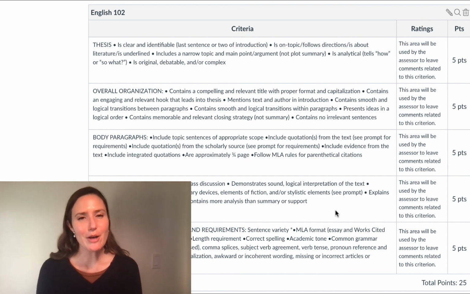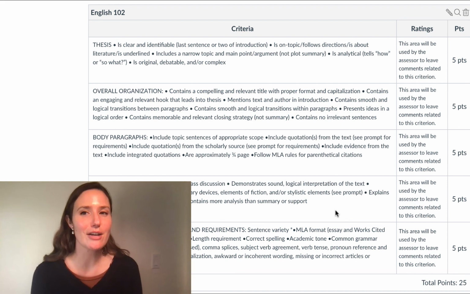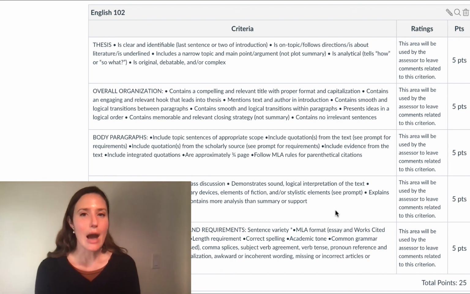So I hope that helps demystify my grading process. I know looking at the rubric and hearing me go through all of these things that you have to do to get a 25 out of 25 on an essay can be kind of exhausting, and it is. But it's important that you know what the requirements are and what you need to do to get a 25 out of 25. And now would be a good time for me to tell you that it's very rare that a student earns a 25 out of 25.